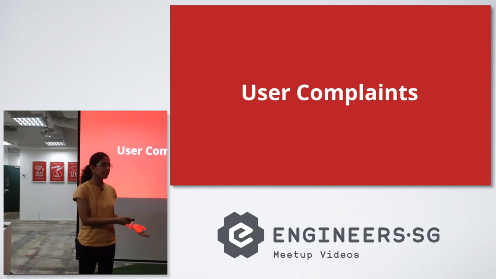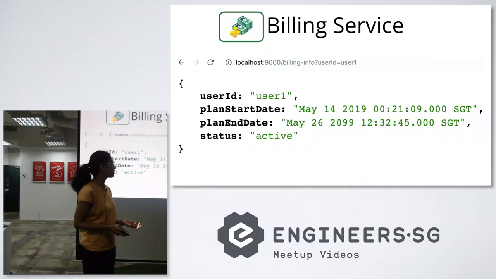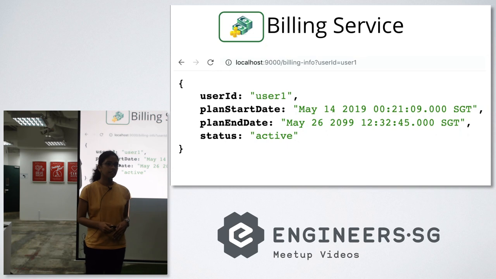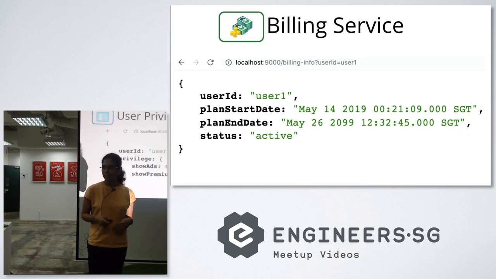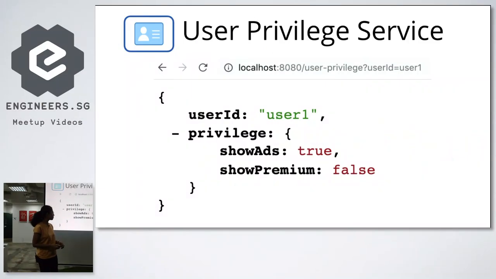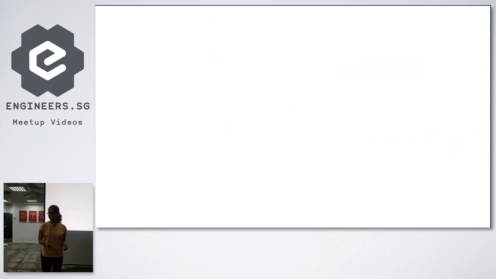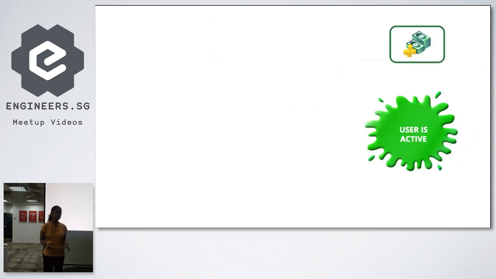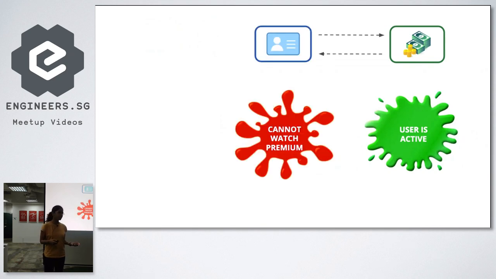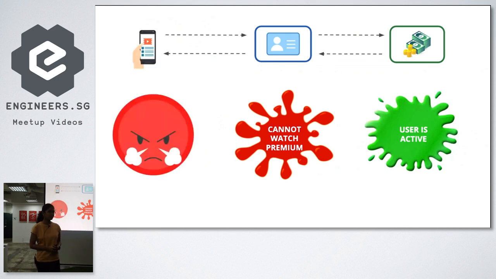We first hit the API and we saw the response, right? And when we saw the response, it said user is active, so it looks like billing service doesn't have a problem, right? So next what we did is we looked at the user privilege service. When we hit the API of the user privilege service, it said show premium false. Okay? So basically what happened was the billing service said, yeah, user is active. The user privilege service said, but user cannot watch premium content. And that of course meant very angry customers, right?